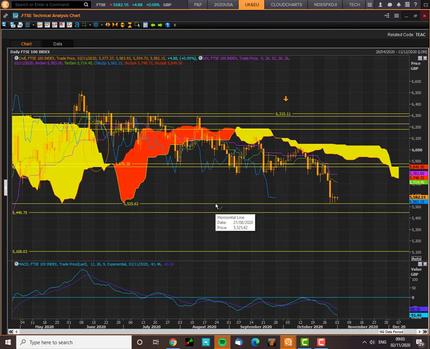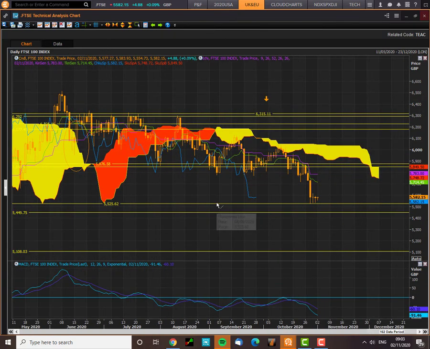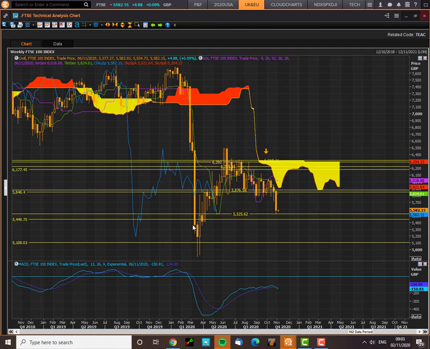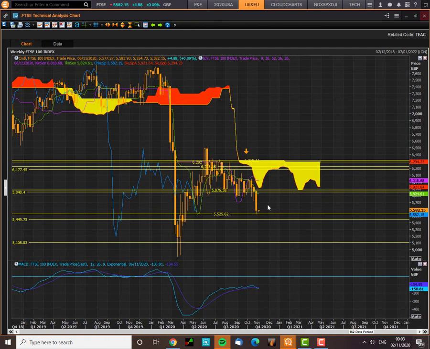So the FTSE is still in bear market territory based on the daily cloud. Price action below the cloud is overall bearish. If we look at the weekly, we can see what the downside targets are here. 5108 is a significant support low, but we are still below the cloud on a weekly basis, so the FTSE is still in bear market territory.